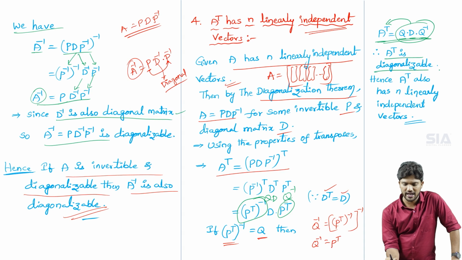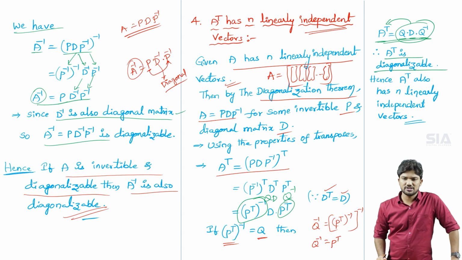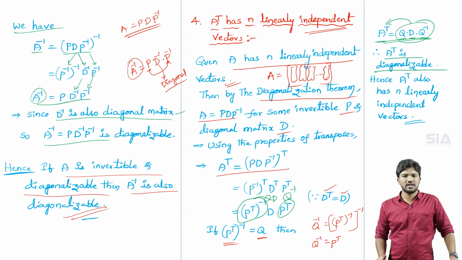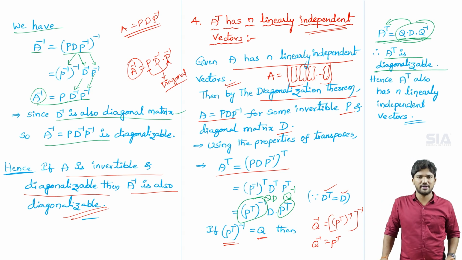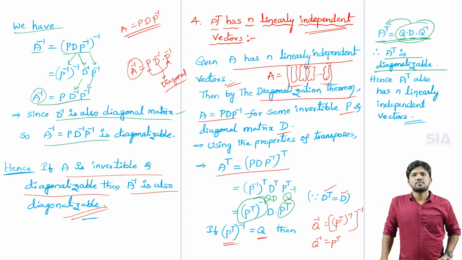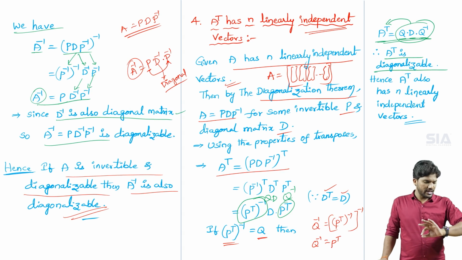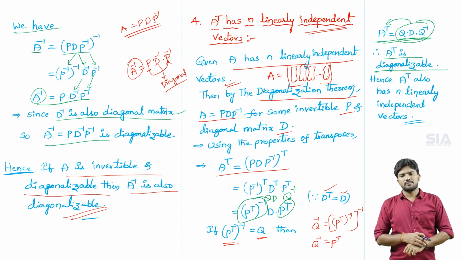Therefore A transpose is also diagonalizable, hence A transpose also has small n linearly independent vectors. And to show that the A transpose has small n linearly independent vectors, the main possibility is we have to show that the A transpose is a diagonalizable matrix.